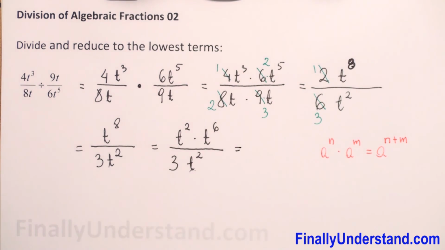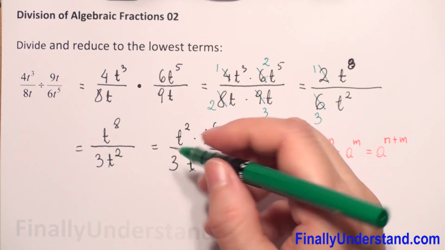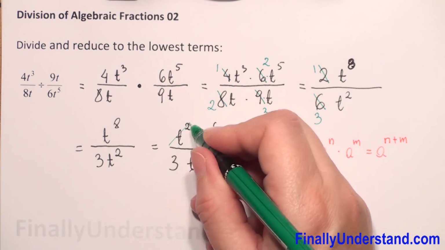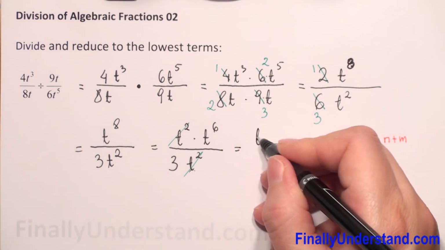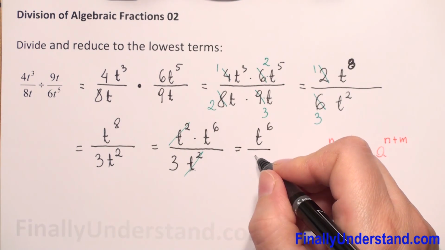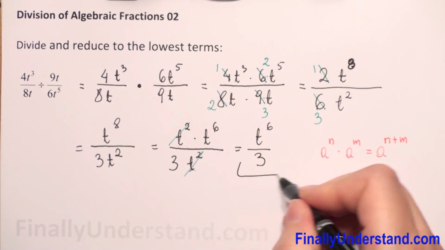And now, when we have the same expression, we can reduce. We can cancel out t squared and t squared. So in the numerator we have t to 6th power, in the denominator we have 3. This is my solution.